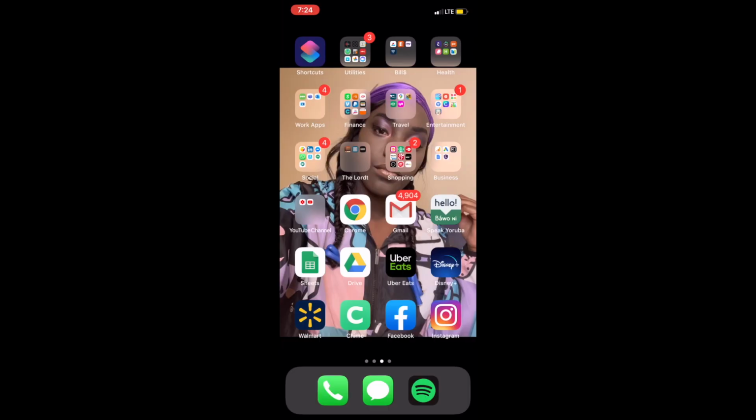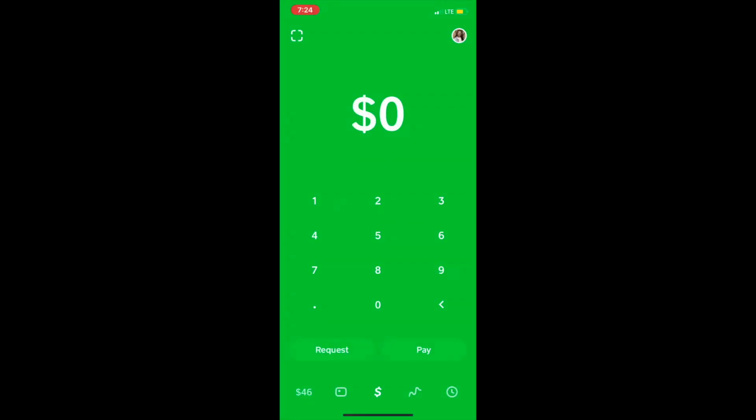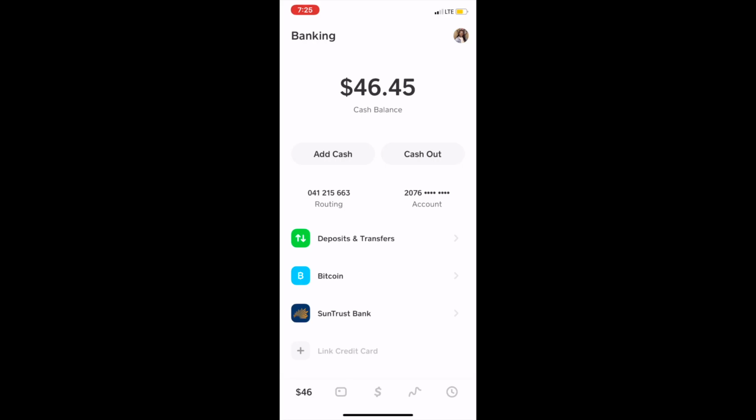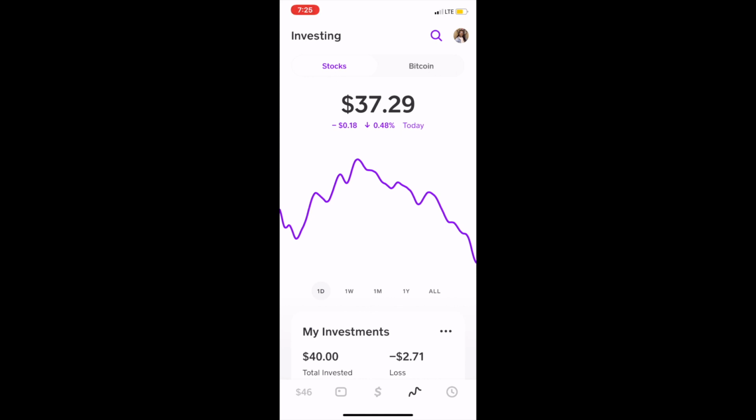Cue the video. All right, so we're looking at a home screen here. Let's open up Cash App. And Cash App always opens with this screen, $0 that you want to request or pay someone. So I have $46.45 in my account. If you click on this little squiggly line here, you'll go to the investing tab.